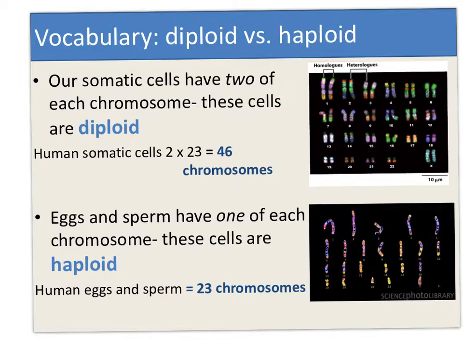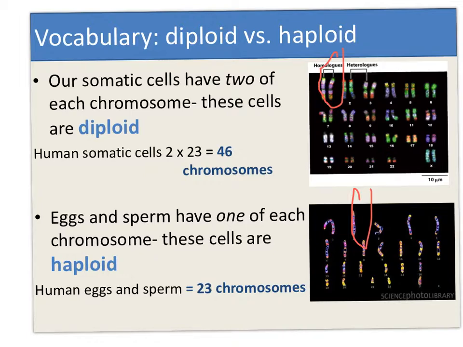Now, eggs and sperm have one of each chromosome. These cells are called haploid. Like these homologous pairs up here, all they have are the lonely ones. If it's from a dad, then it's a sperm, and you can have many, many different combinations. We'll get into exactly what I mean by that.